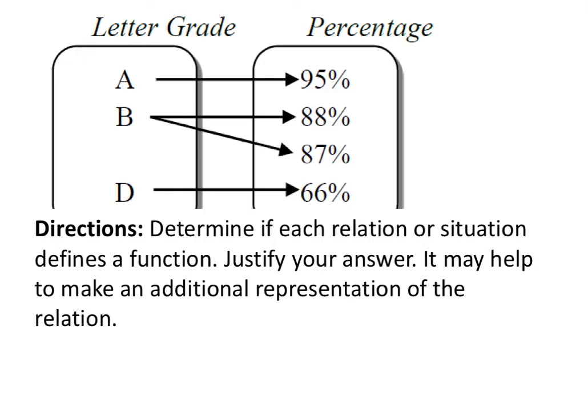All right, just looking at this mapping, function or no? Nope, not a function. That is correct because we got 2 arrows coming out of the B letter grade, all right? So this is a good example to point this out. If I said your grade is a B, could you tell me your exact percent? No, you could not, which makes this not a function.